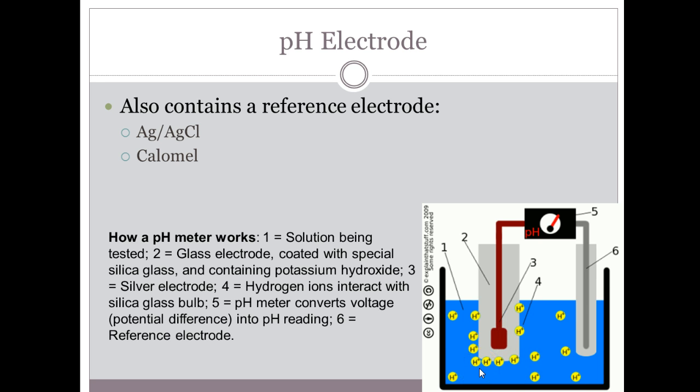So we also have a reference electrode, which we just talked about. Silver chloride or calomel might be two things that are used. So how the pH meter works: number 1, the solution is being tested, this blue solution. Number 2 is a glass electrode coated with a special silica glass and containing potassium hydroxide. Number 3 here is the silver electrode that we talked about, Ag meaning silver on the periodic table. Hydrogen ions, number 4, are interacting with the silica glass bulb. And number 5, the pH meter converts voltage or potential difference into a pH reading compared to the reference electrode.